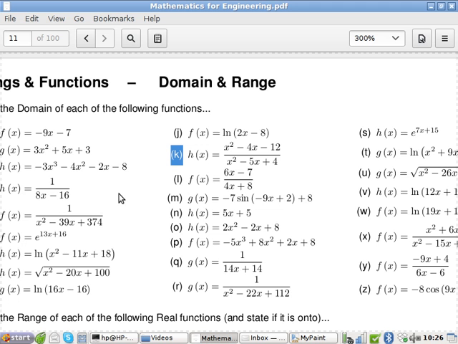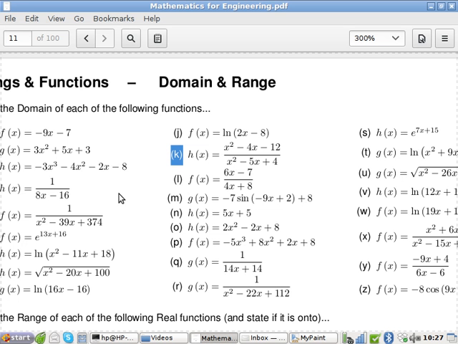Wait, no. How is it? One of those should be a minus, right? The roots of this, it's x. No, sorry, you're right, 4 and 1. Everything except 4 and 1, because 4 and 1 would make the denominator 0.